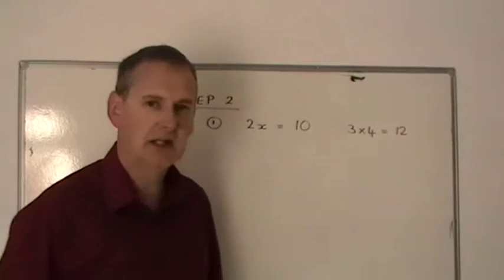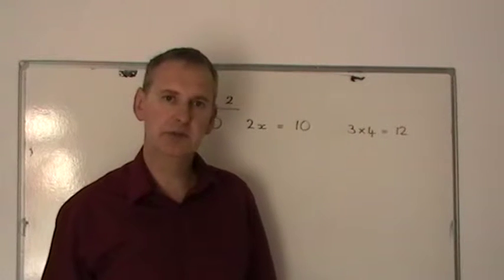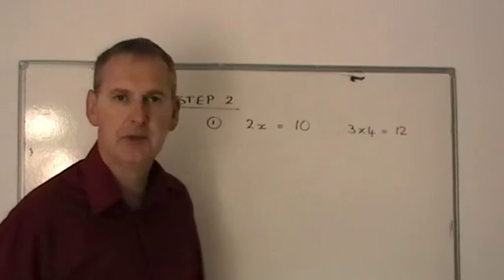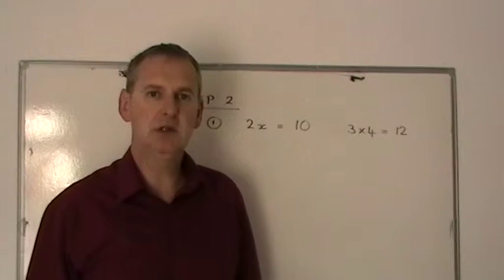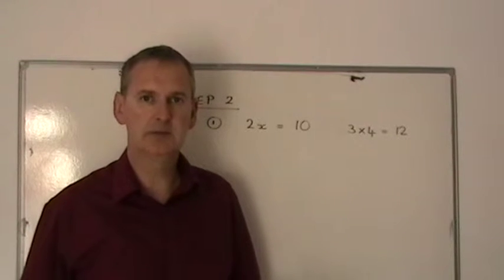Let's have a look at a slightly different style of equation, still very straightforward. This is step 2 of the process that we need to look at. We've got an equation to solve, 2x equals 10. Obviously, again, very easy to do in your head. 2x is 10, well 2 fives are 10, so x must be the number 5.